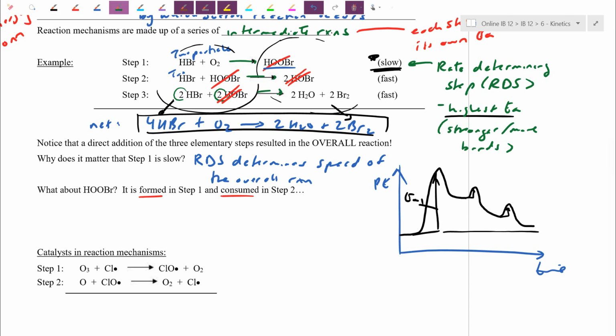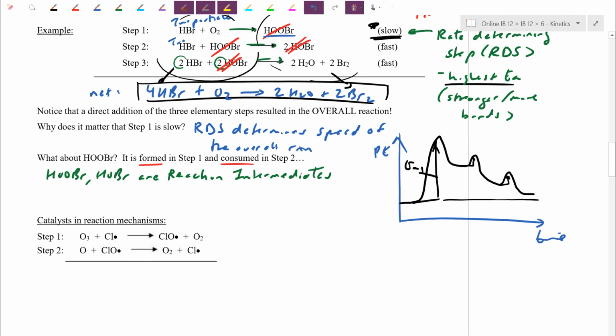Now there's also 2 other little definitions we can do here. What about the Huber and the Hober? They got made and they got used up, but they didn't appear overall. We give them a special name here. Sure, I produced 2 of them and I used up 2 of them. These 2 are known as reaction intermediates. That's the full name, or you can just call them intermediates.